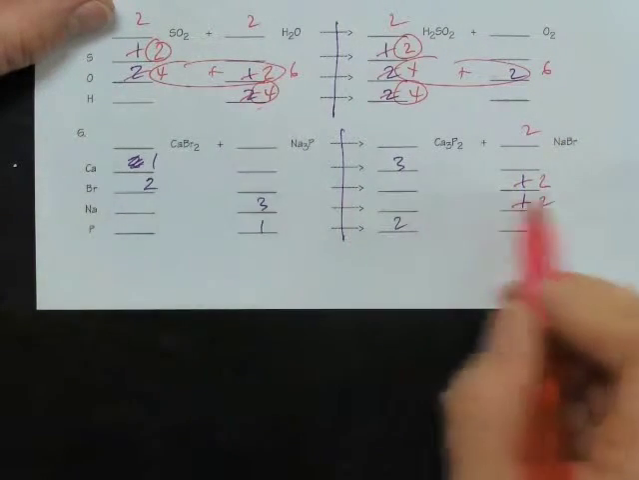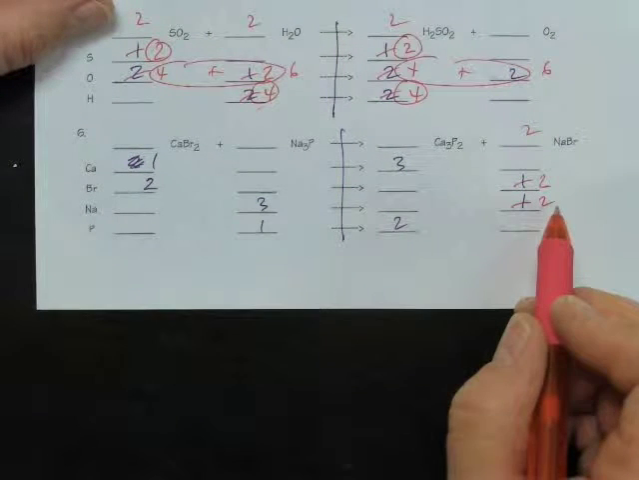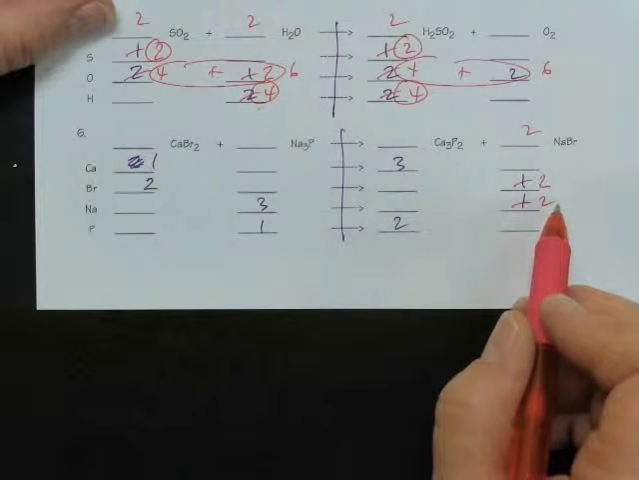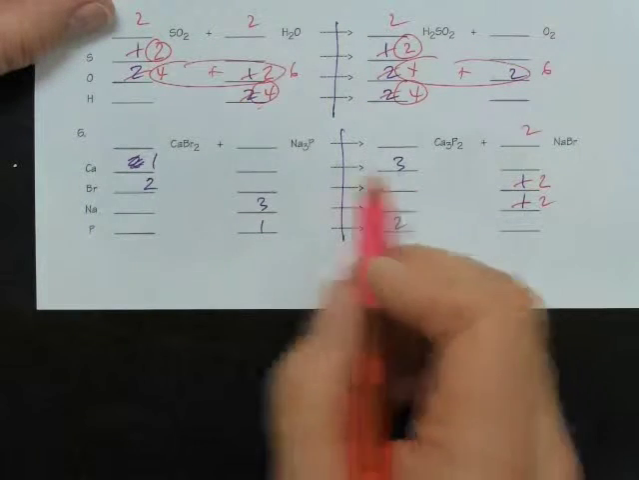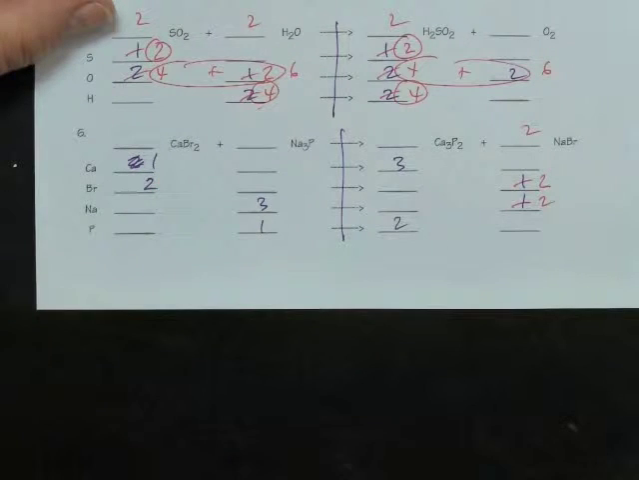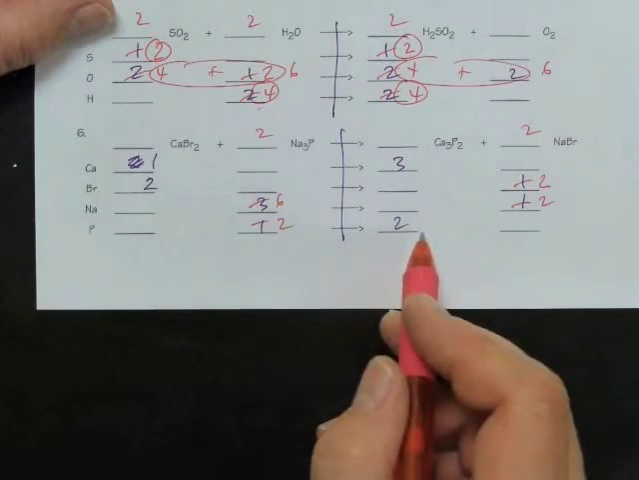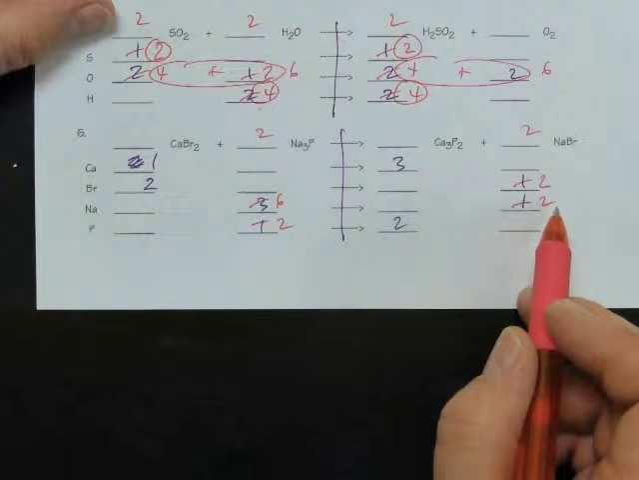2 bromines on each side now, so that matches, but now that 3 and that 2 don't match. Maybe that wasn't the best thing to start with, because now it doesn't balance. This 1 and that 2 don't balance. Maybe I should have started there. Or this 3 and this 1, maybe I should have started there. Well, let's try this 2 and this 1 and see what happens. Alright, 2 and 1 balances. 6 and 2 doesn't balance.